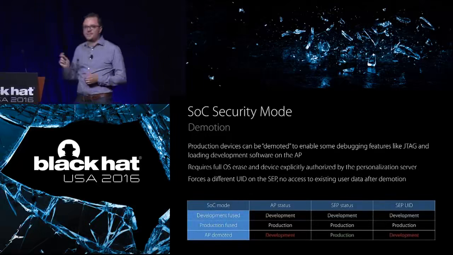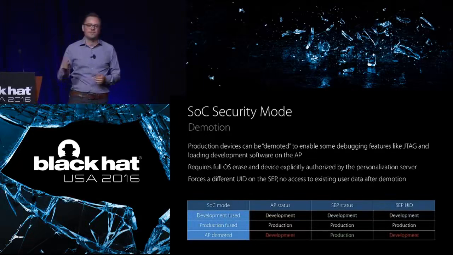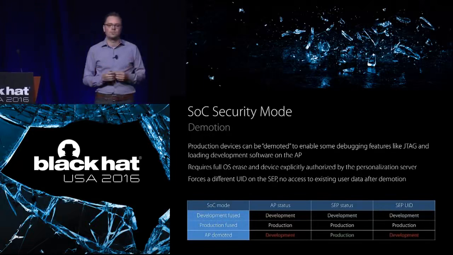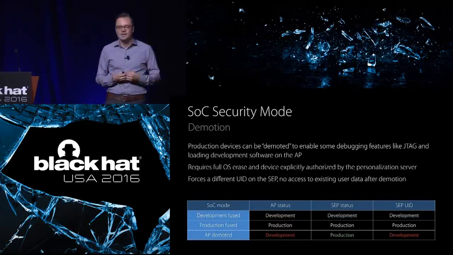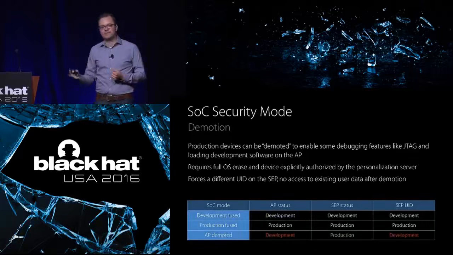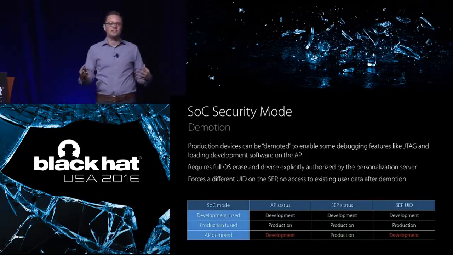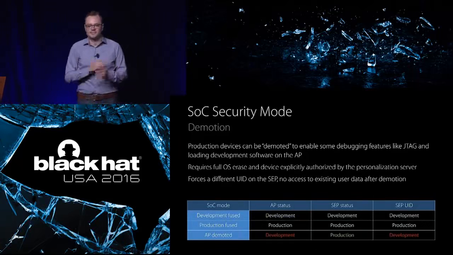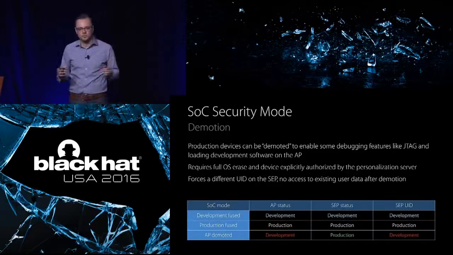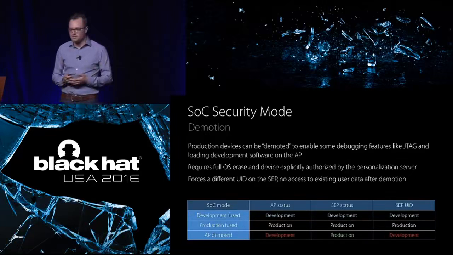But the key thing about it is that it also forces a different UID key to show up to the SEP, and this is done in hardware. In other words, if a production device is demoted, the UID key that was used in deriving the master key that protects any user data previously on that device is simply unavailable to any software. A different UID key turns up.